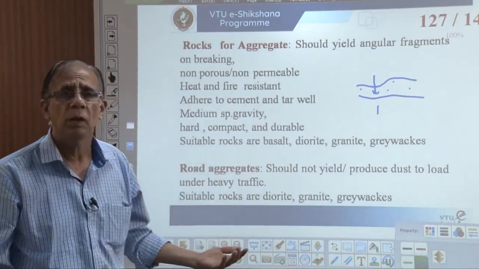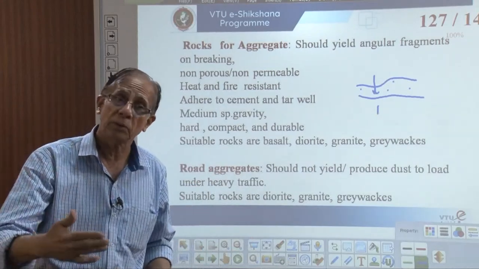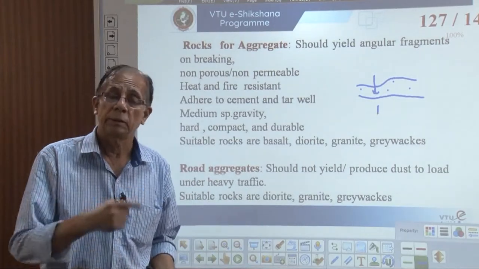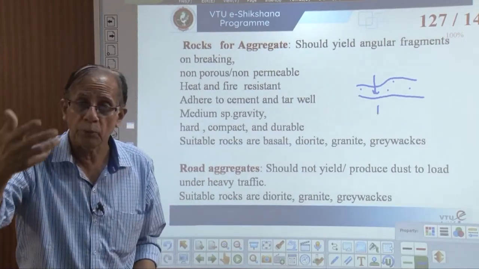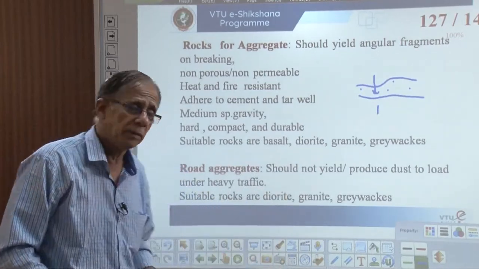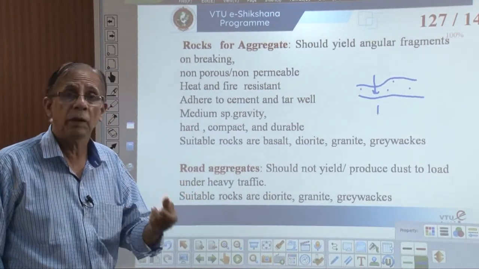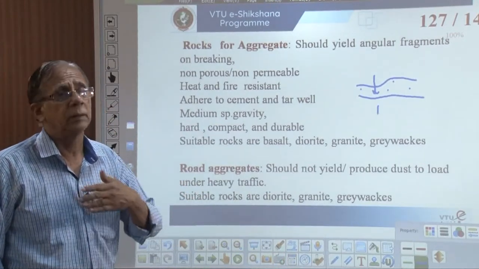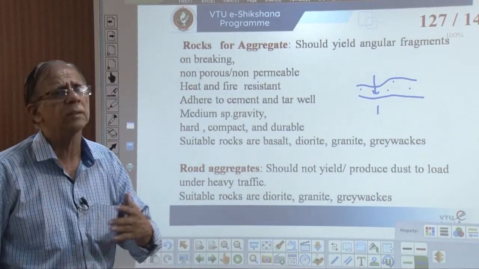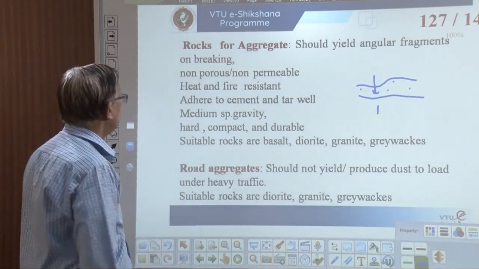Aggregate should also be heat and fire resistant. We use this aggregate in construction. If rocks are sensitive to heat and fire, accidents can happen. If it absorbs a lot of heat, we require a cooling effect, AC, etc. Therefore, if rocks are bad conductors of heat and resistant to fire, such accidents can be minimized and the building also stays cool.